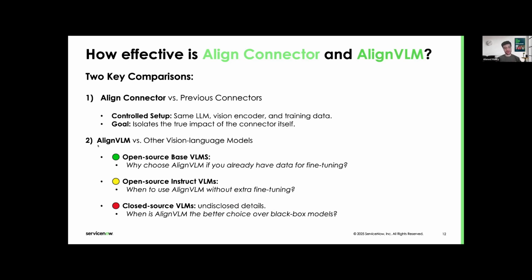The other key comparison is we compare our AlignVLM model, the model we trained with the Align connector, against the other vision language models out there. And we have 3 categories of models to answer different questions. For example, we want to convince you why you should choose AlignVLM if you already have data for fine-tuning. And when should you choose AlignVLM if you don't have data for fine-tuning? And when AlignVLM is a better choice over black box models. So let's answer all these questions in the upcoming slides.